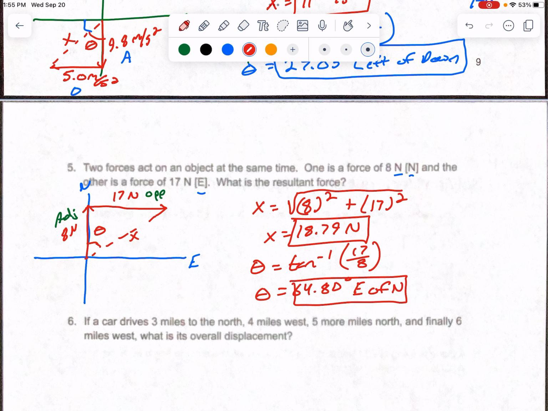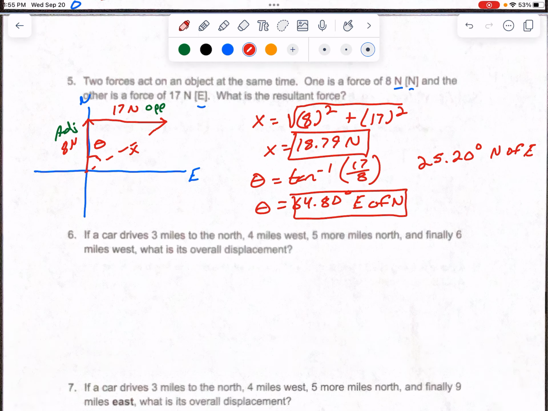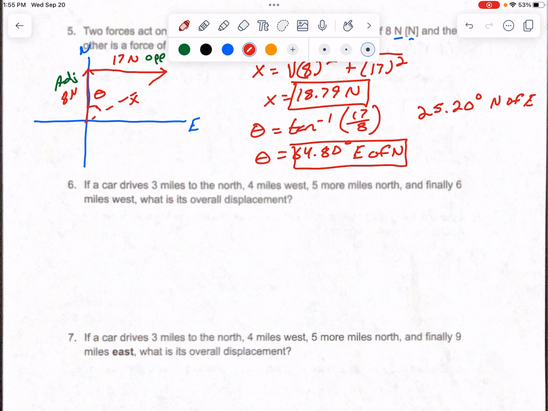Okay, so the counter angle would be 25.20 degrees north of east. Number 6: if a car drives 3 miles to the north and 4 miles to the west and 5 miles to the north and 6 miles to the west, what's the overall displacement?